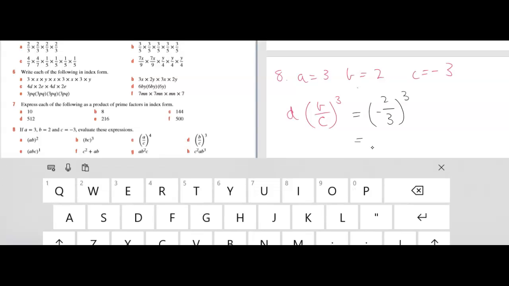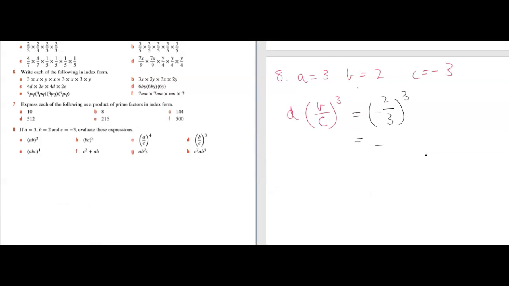So we're going to have -2 to the power of 3 over 3 to the power of 3. Now this negative sign, because it's an odd power, it's going to be negative. If it was an even power, it would be positive, because negative times a negative gives you a positive answer. So 2 to the power of 3, remember, is 2 times 2 times 2, and 3 to the power of 3 is 3 times 3 times 3. So 2 times 2 is 4, times 2 is 8, and then 3 times 3 is 9, times 3 gives you 27.